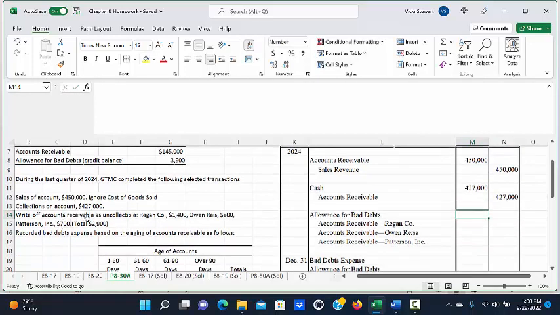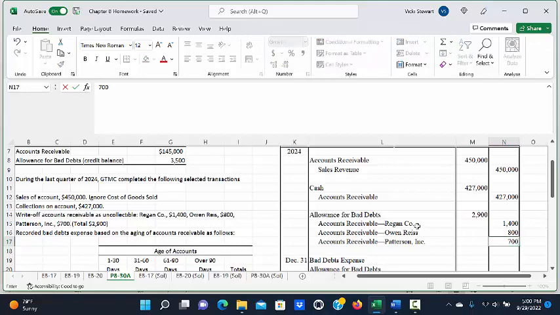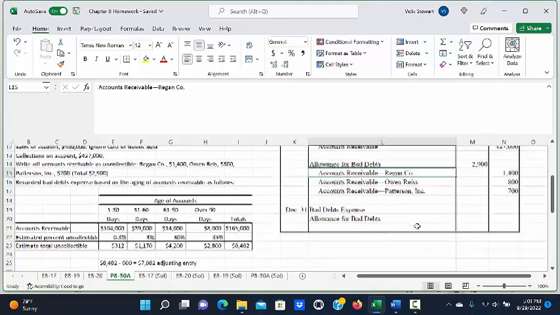Next, it states that they wrote off accounts receivable as uncollectible for Reagan Company $1,400, Owen Reese $800, and Patterson Inc. $700. So the total for those three accounts was $2,900. So we would debit the allowance account for bad debts for $2,900, and we would credit accounts receivables for each of those accounts for the amount shown. So accounts receivable Reagan Company $1,400, accounts receivable Owen Reese for $800, and accounts receivable Patterson Inc. for $700.